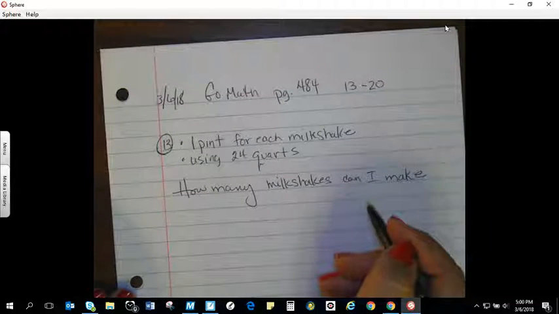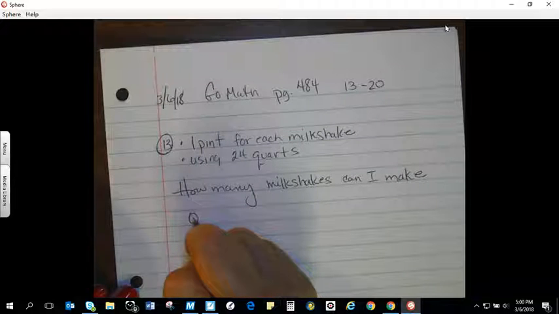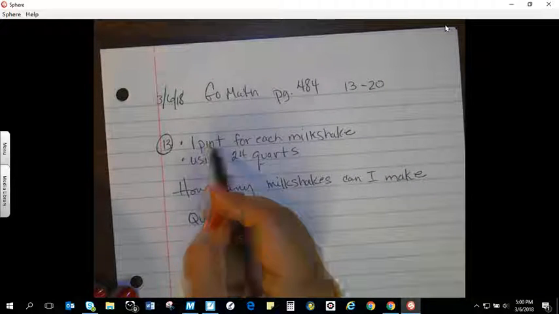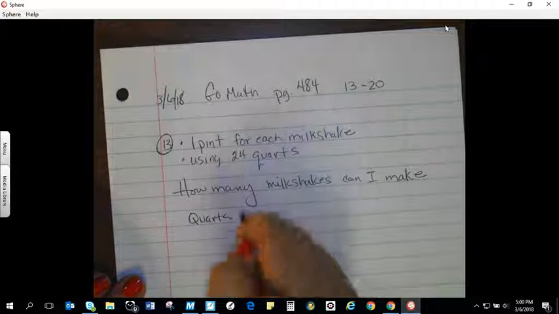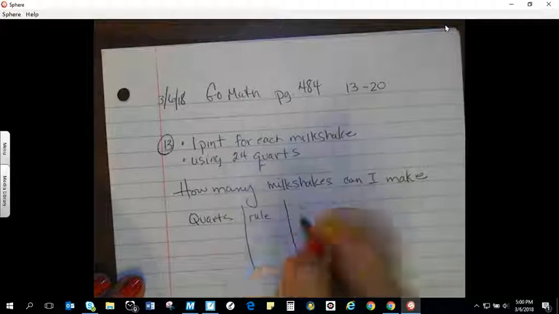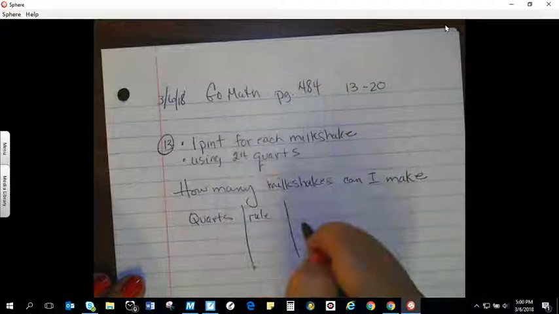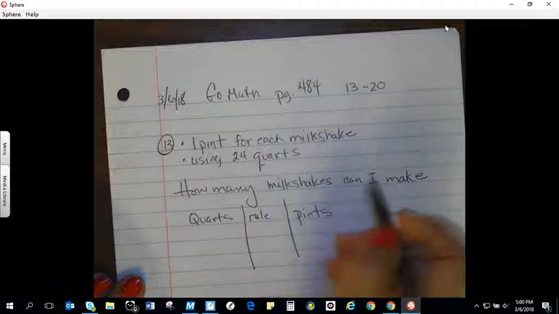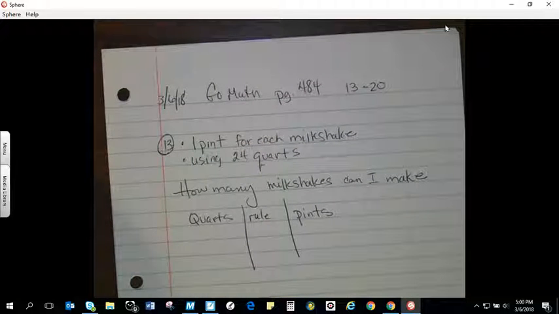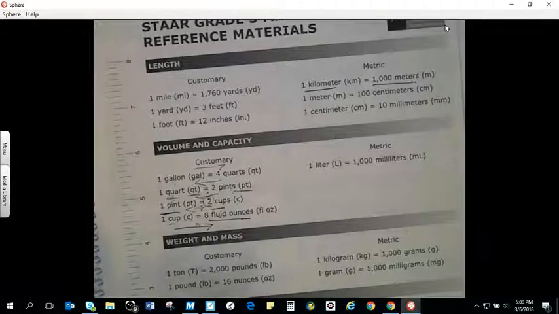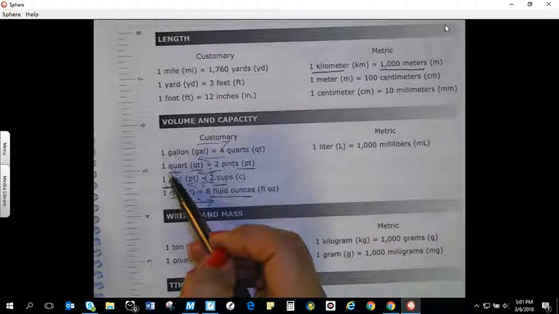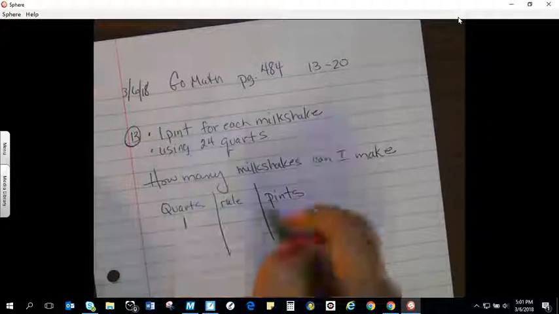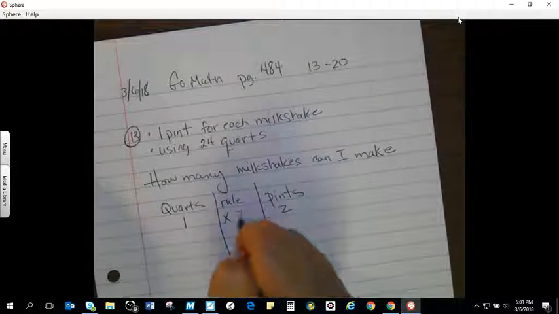All right, so I have quarts, because I need to find out how many pints, because I'm using 24 quarts. I'm starting off with quarts, and my rule, and then I need to convert that to pints. So I'm going to pull over my handy-dandy conversion chart, because you'll be using this on STAR, so if you don't use it, then that could be a problem. So for every 1 quart is equal to 2 pints, and my rule is times 2.